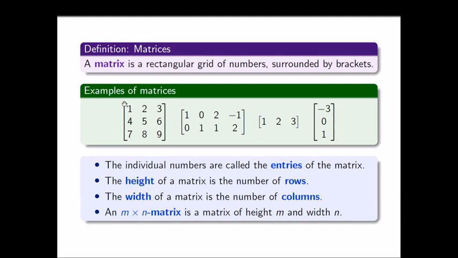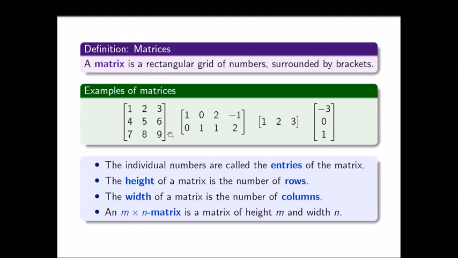So this first matrix here has height 3 and width 3 because it has 3 rows and columns. This one here has height 1 and width 3 because it has 1 row and 3 columns. And this one here has width 4 and height 2 because it has 4 columns and 2 rows. And if you have a matrix of height m and width n, you call it an m by n matrix. Remember that we always write the height first. In other words, the number of rows first.